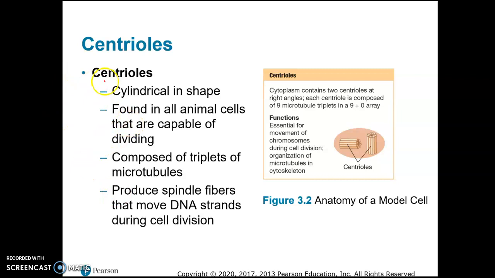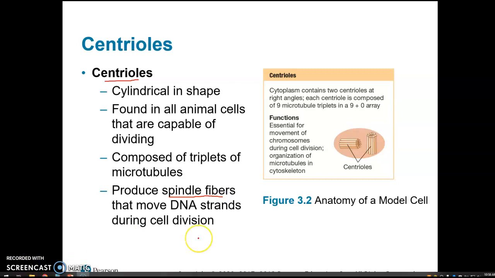Centrioles are structures that are important in cell division. The centrioles are composed of microtubules, and they produce the spindle fibers that help to separate the chromosomes and move them to opposite sides of the cell during cell division. So centrioles are very important during cell division, and they are composed of microtubules.